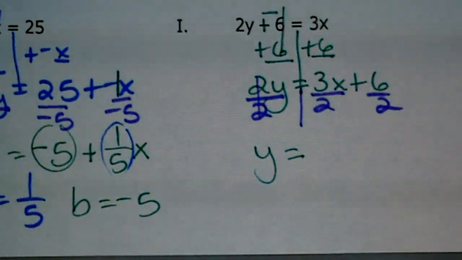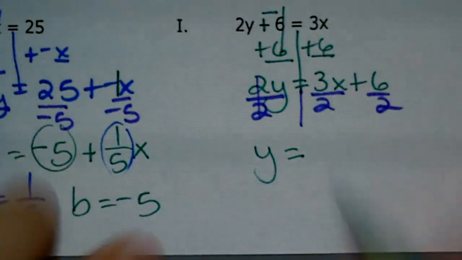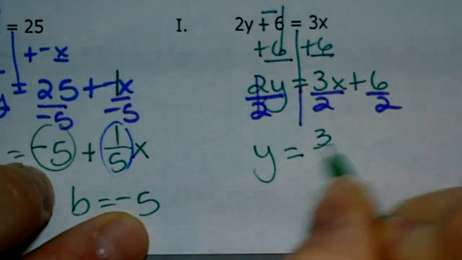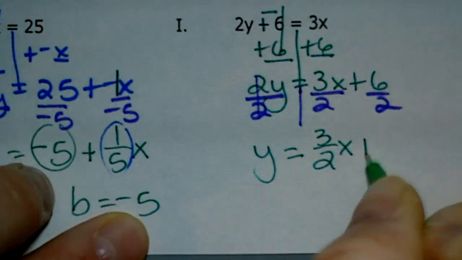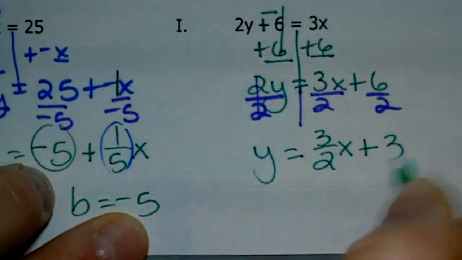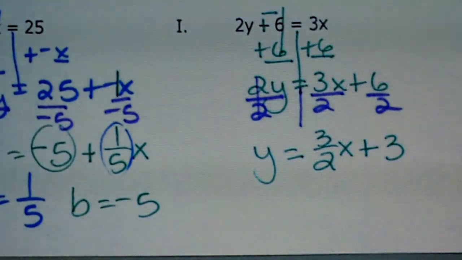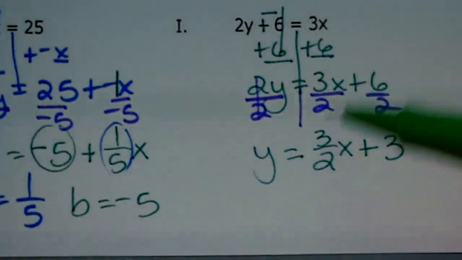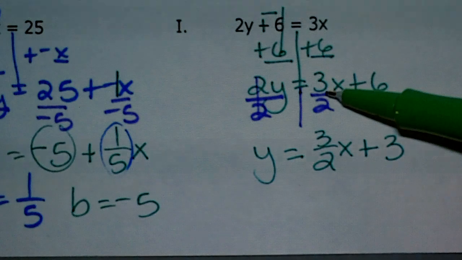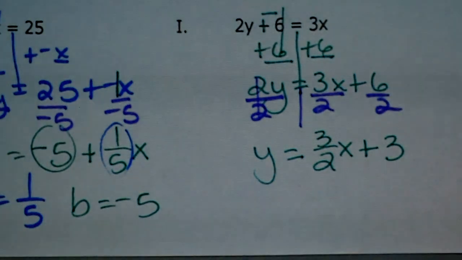Now I know that 3 halves is equivalent to 1.5, and I also know there's not a number other than 1 that goes into 3 and 2. So because this is a slope, I want you to leave it as a ratio. So we're going to leave it as 3 halves x plus 6 divided by 2 is 3. If this was like 4 over 2, I could go ahead and write 2x. But because it's an improper fraction that no other number other than 1 will go into, I can leave it.